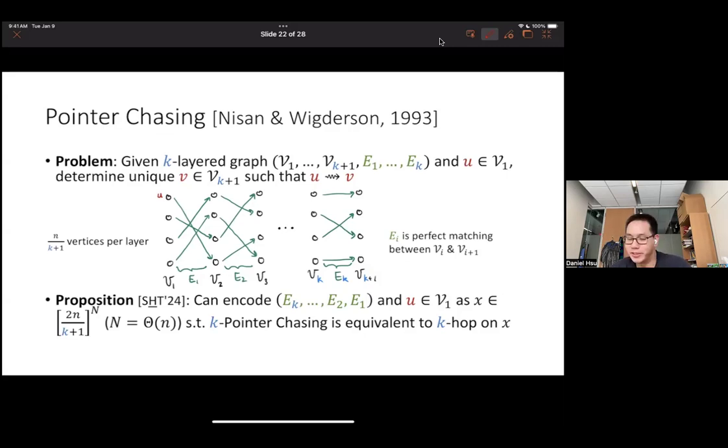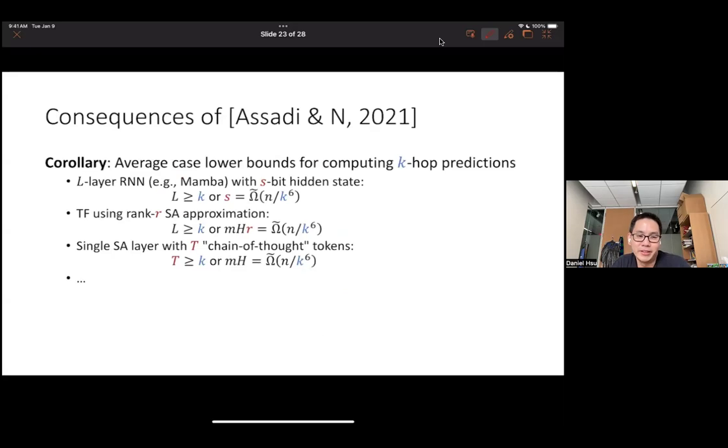Potentially I can go into the details of exactly the communication model and the lower bound for this problem, but let me just tell you the corollaries that we get from the lower bound of Asadi and N. It basically says there are a bunch of average case lower bounds for computing these K-hop predictions. Even for a relatively benign distribution, some uniform distribution over K-hop instances, at least those that arise from the pointer chasing problem, a bunch of different non-parallel architectures have some lower bound in their resources that either grows linearly in k or like n to some power in their size. So here's a couple of examples of the lower bounds that we get.